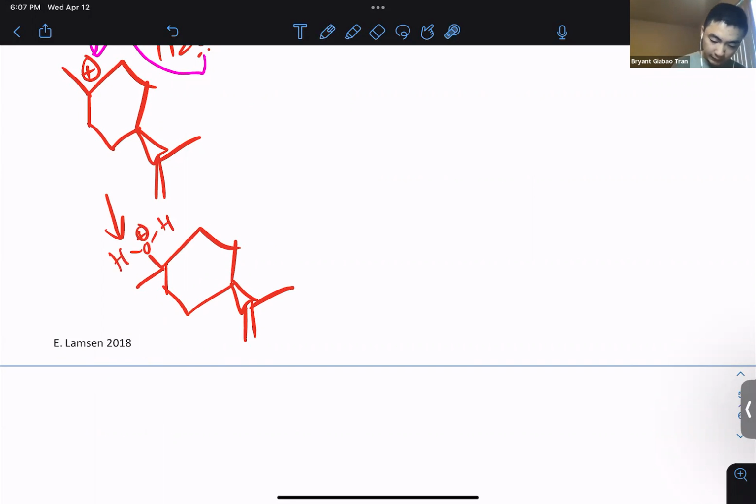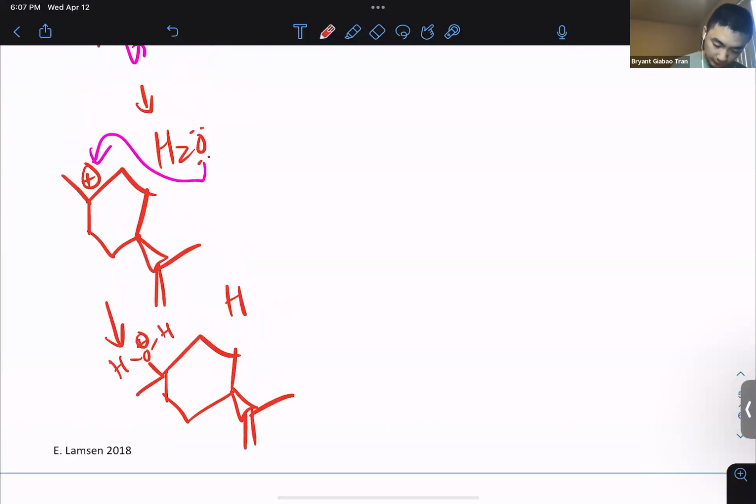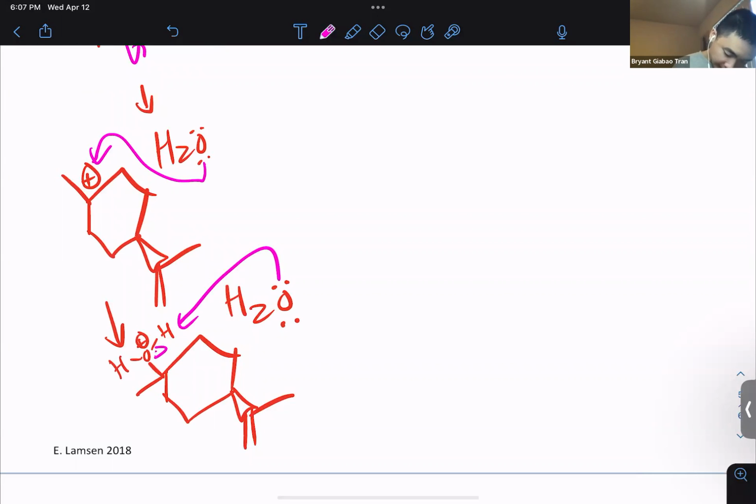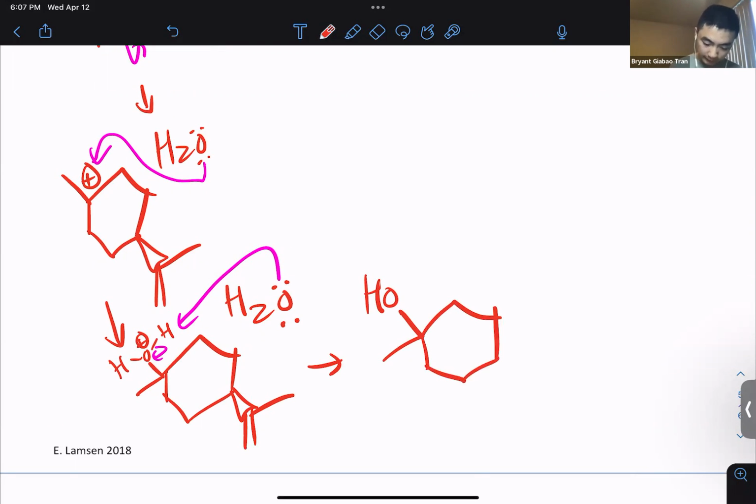Then we would neutralize this positively charged oxygen with another water base, neutralizing that oxygen. And for these mechanism problems, we would have to be detailed on all the steps here. We can't skip any steps. Like you can't go from this carbocation to this neutral alcohol. You would have to also show the neutralization step where we deprotonated this oxygen here.